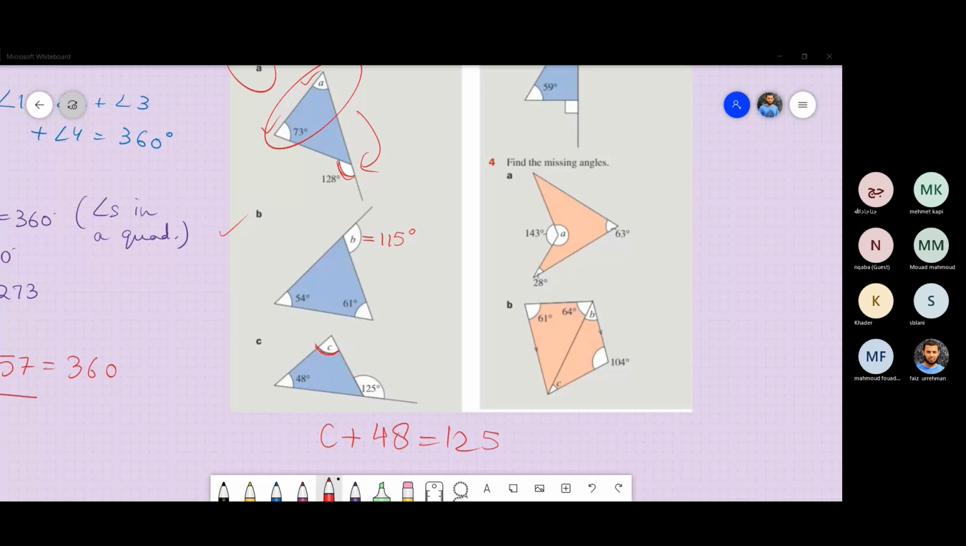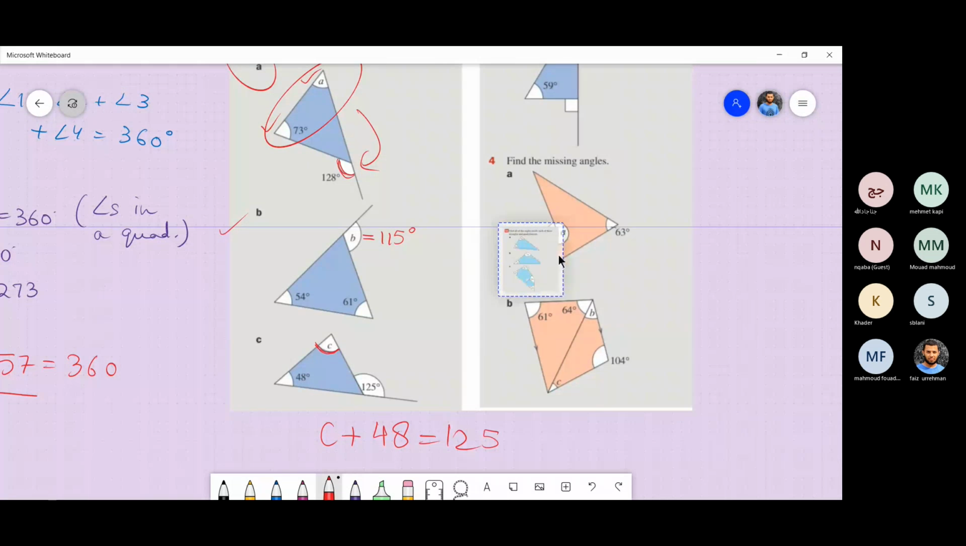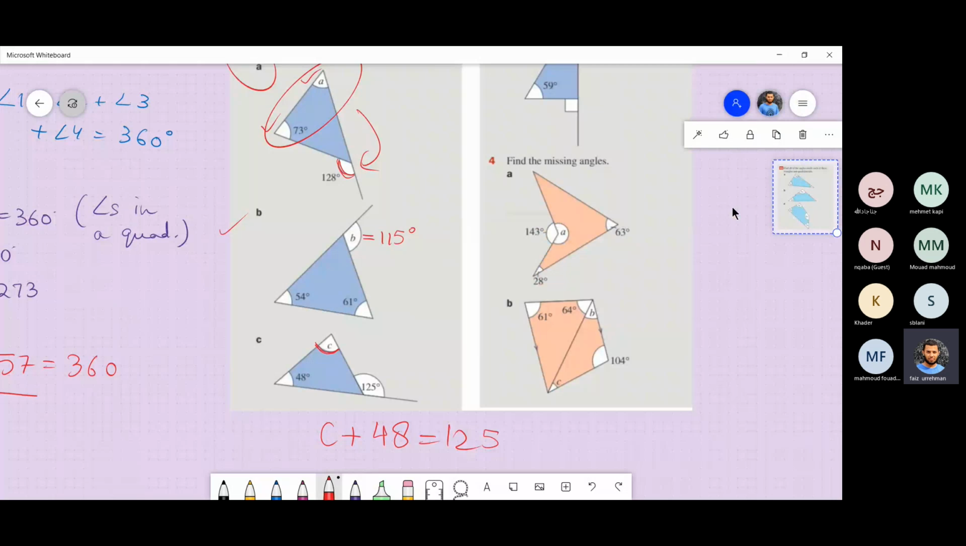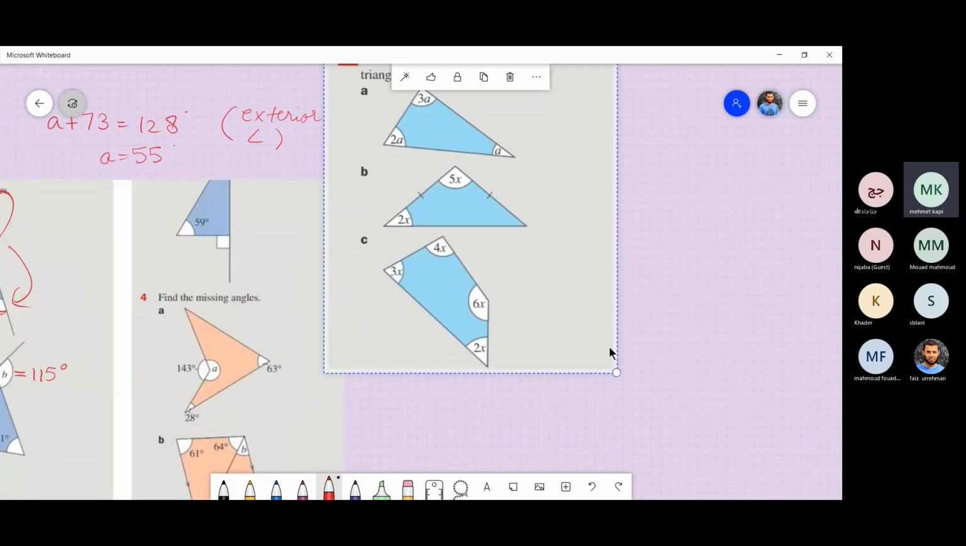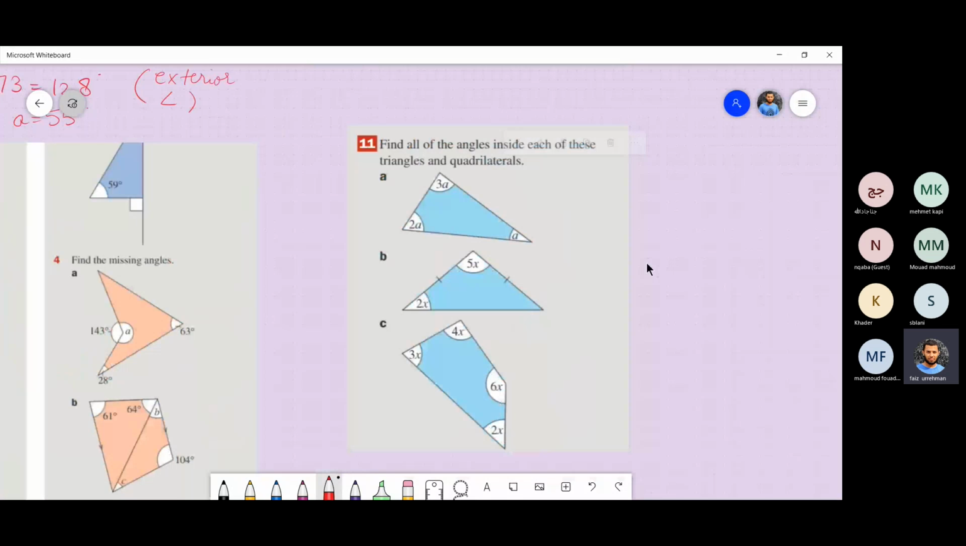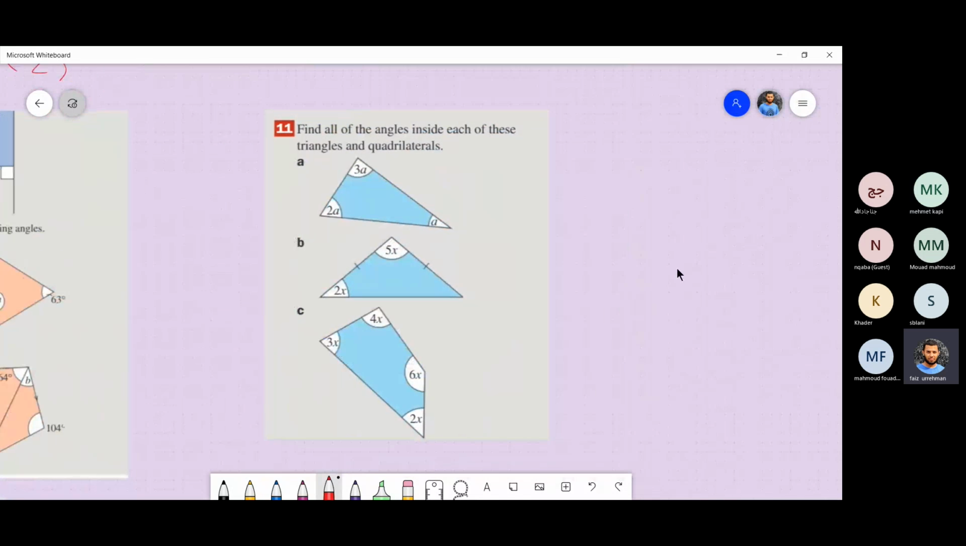And what about this one? Now let's see, question number 11A. No degree is given. Only 3A is given, 2A is given, and A is given. So let's see who can give me a hint how I will solve this.